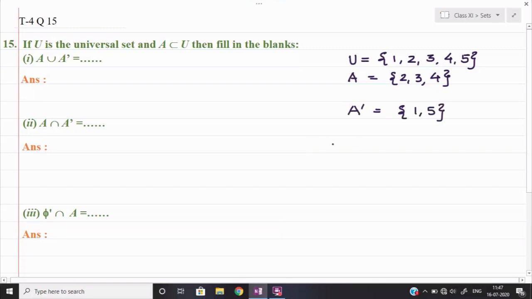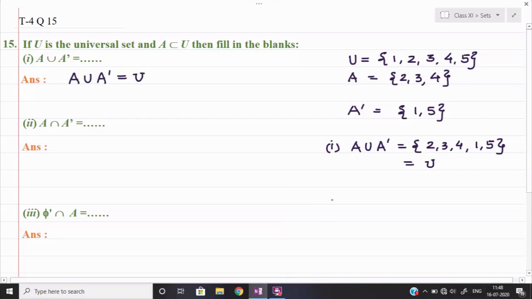Now first part, A union A dash. So let us find out the union of A and A dash. Elements of A will be here 2, 3, 4, and then I will write down the elements of A dash, that is 1, 5. And that will be equal to, you can check, U. So I can say that A union A dash will be equal to U.